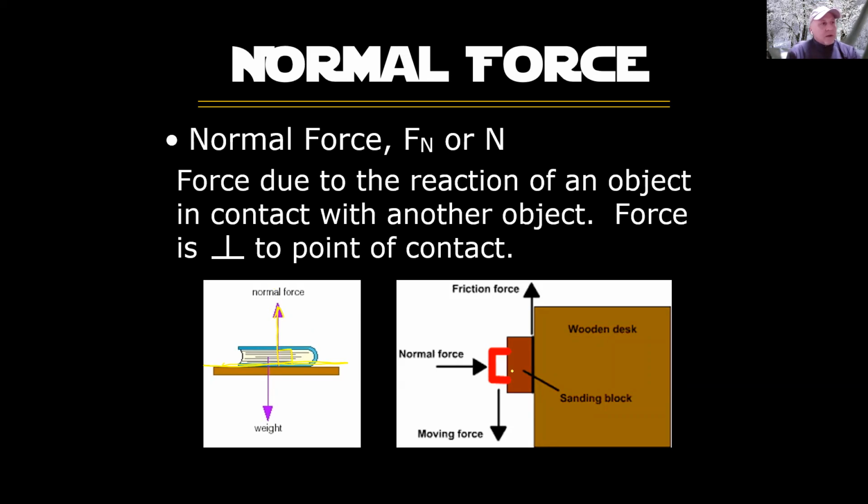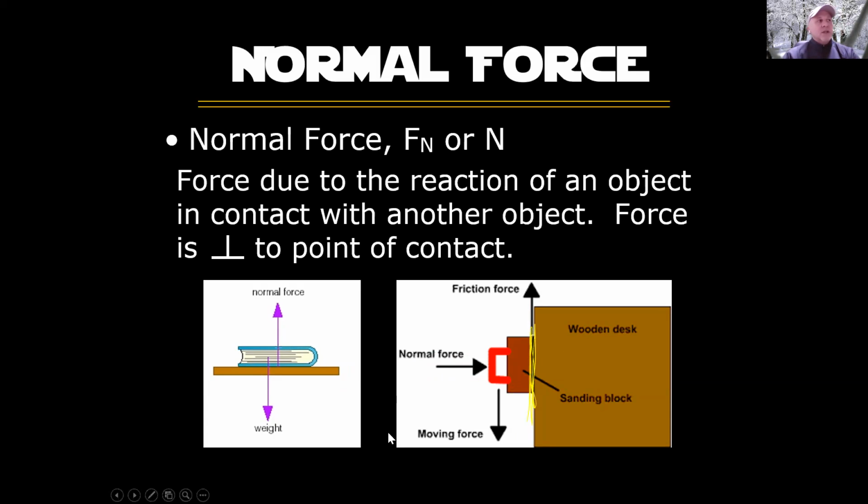Here you're doing some sanding. You got a wooden desk here. You have this sanding block, right? Here's where their plane of contact is. Well, friction is this way, right? So the person is pushing this way down, but they're pushing in. This is kind of drawn wrong. And whatever this is, this wooden desk would then be pushing in this direction, right? And so this normal force is perpendicular to the plane of contact.